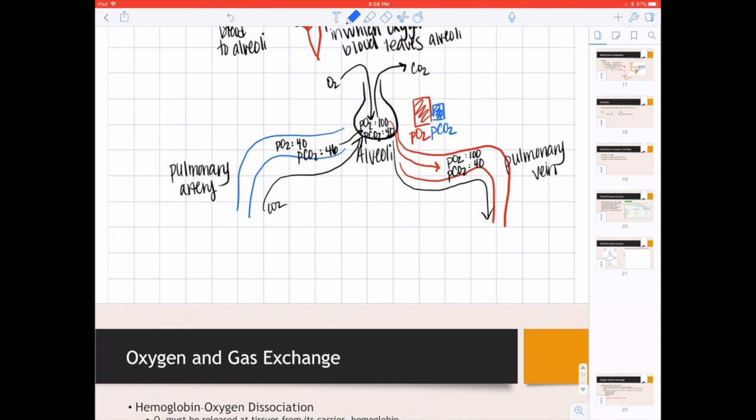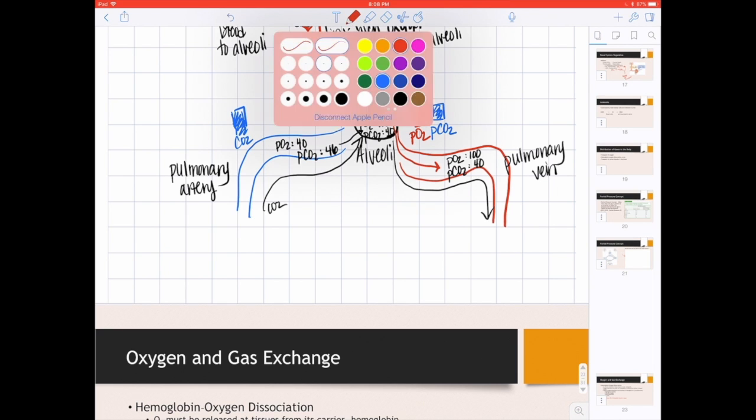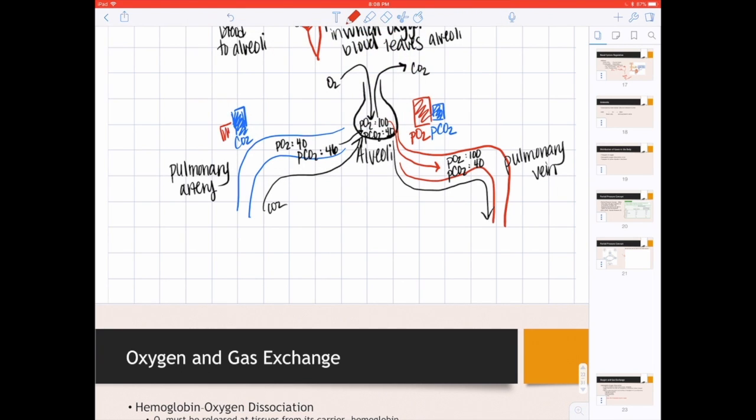So let's just draw that out in a cartoon over here in the pulmonary artery. For once, we've got more CO2 than we've got of oxygen. Okay, now this is where things start to change a little bit.